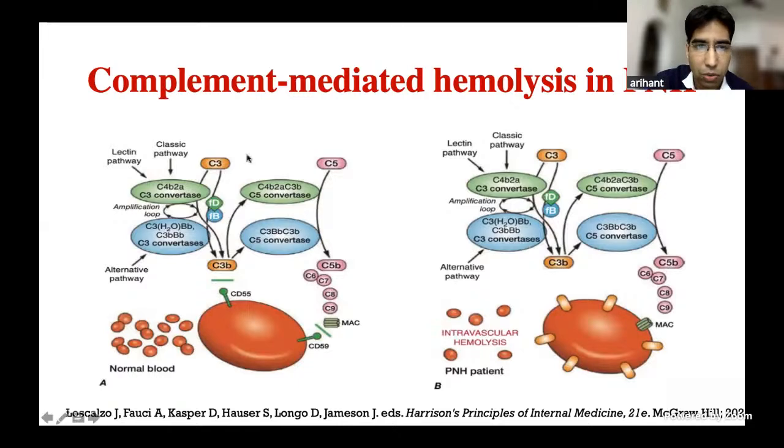And we all know that as a result of the PIGA mutation, these patients are deficient in the GPI receptor, and as a result they are at a higher risk of complement-mediated hemolysis.